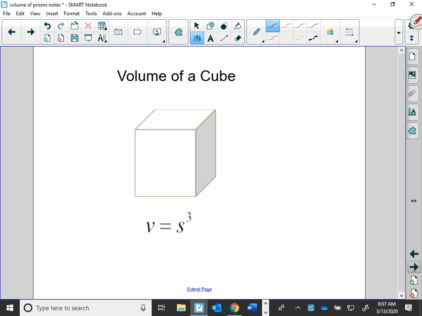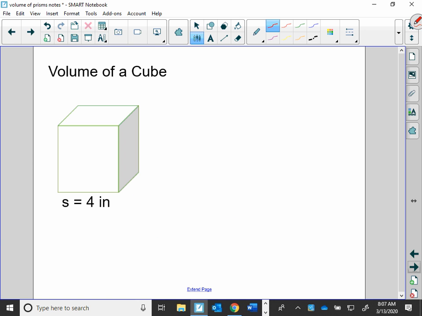Now, looking for volume of a cube. Volume is equal to s to the third power, which is the same as saying volume is equal to side times side times side. That is the equation that we will use for a cube. Now, let's look at an example of a cube.